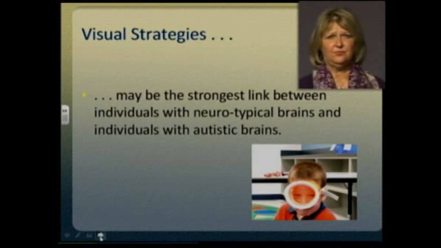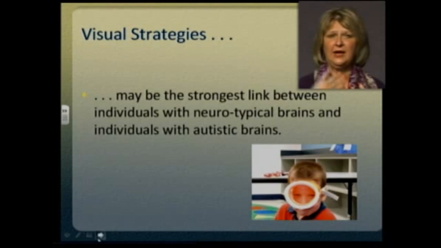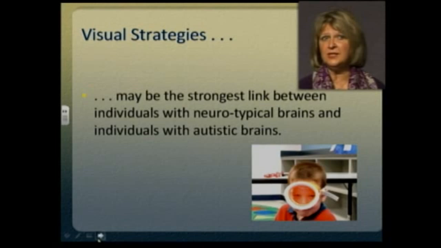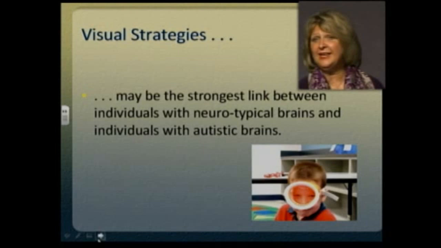The whole reason I'm showing you this is because what we know is that the visual strategies are the strongest, and this is their foremost way of taking in information. In fact, oftentimes when under stress, this is how they take in information. The auditory processing pretty much shuts down. What we also know, though, is that those visual strategies may also be the strongest link between the brains of people who are autistic and the brains of people who are neurotypical.